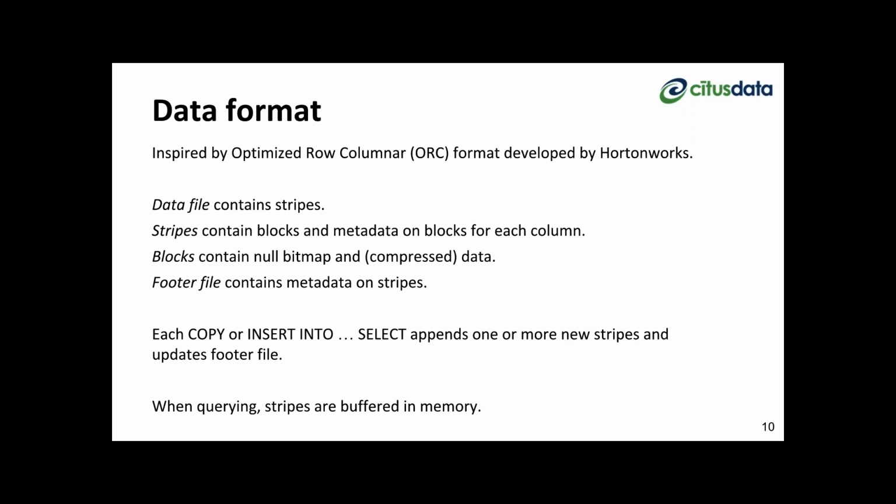Another important thing to know about stripes is that they are buffered in memory. I'll discuss query processing later, but when CStore reads data, it has to read ahead, because it wants to read column by column, but Postgres is asking for the data row by row. So it has to read a whole bunch of rows in advance and then return them to Postgres row by row. The unit in which it reads ahead is a stripe. The size of stripes is configurable, so if you see CStore using a lot of memory, you might want to make your stripes smaller.